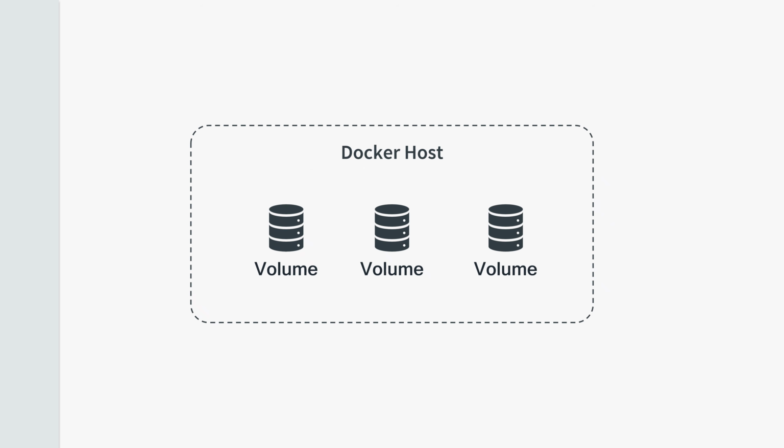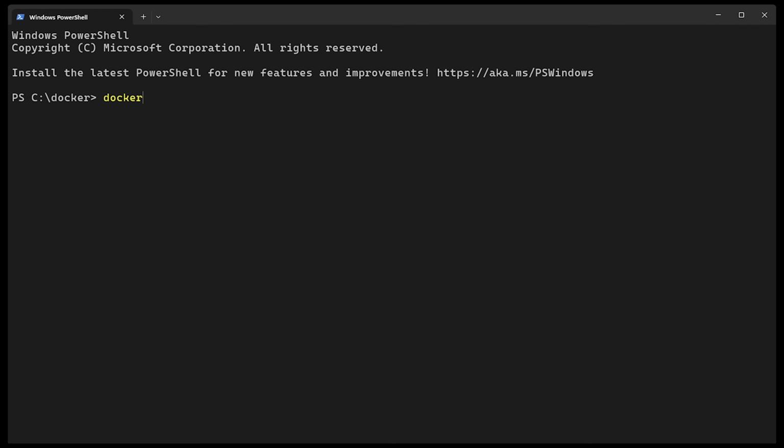Let's start with volumes. This is the recommended approach for most situations when you need persistent storage. A volume is a dedicated storage area on the Docker host that Docker itself manages. You don't need to decide where it lives on the file system, how much space to allocate, or how to set permissions. Docker handles all of that for you. We create a new volume with the docker volume create command, followed by a name. And that's really all there is to it. Docker takes care of the rest behind the scenes.